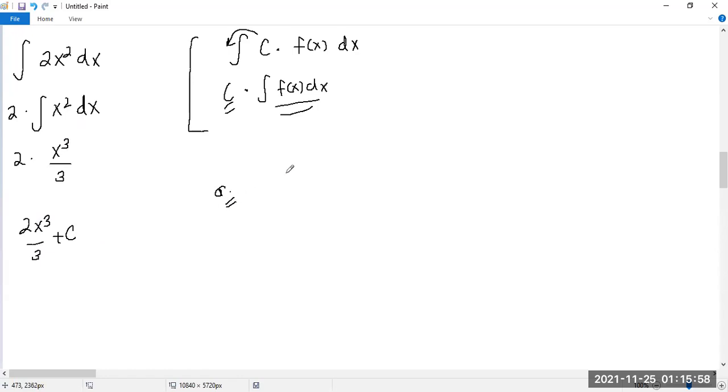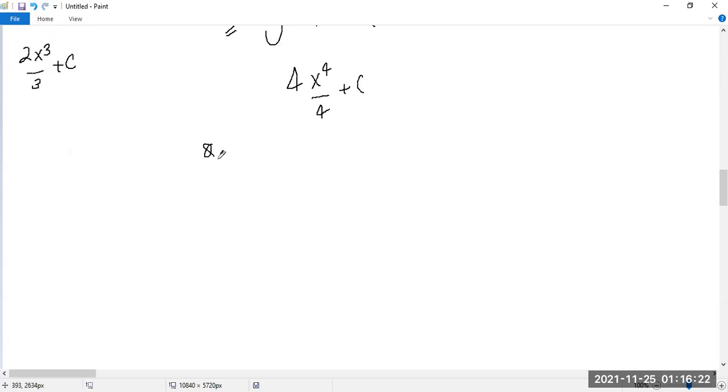So for another example here, if I had 4x to the third dx, I am essentially going to pull the constant out. Now, I actually don't have to pull it out. I could just ignore it, and it would still work. So it's just 4, and then I'm going to do the integral of x cubed, which is x to the fourth over 4, and I'm going to add my c, and that's it.